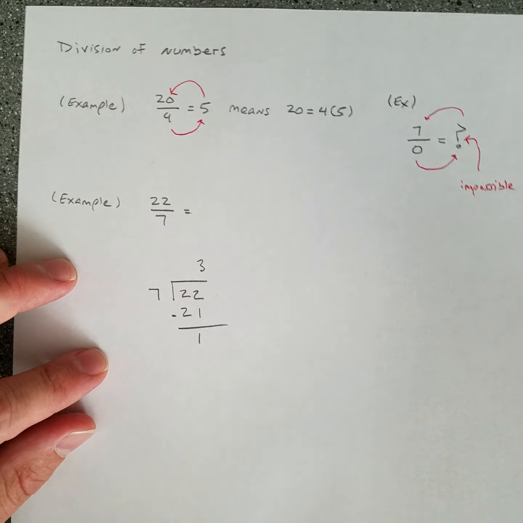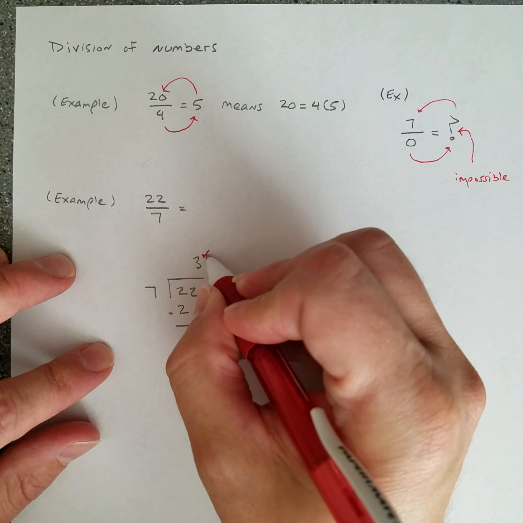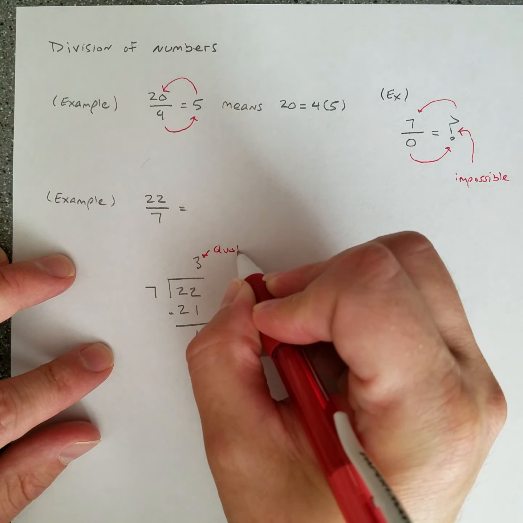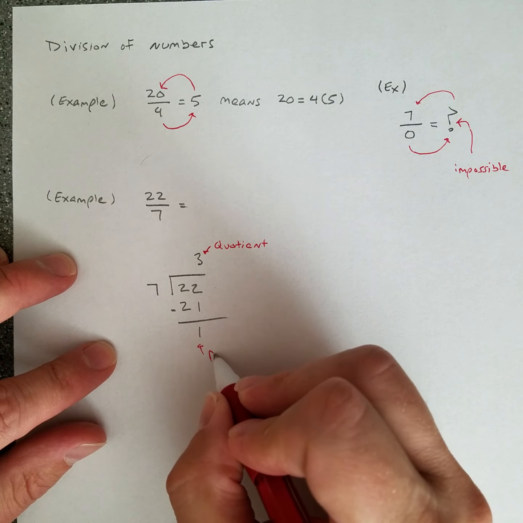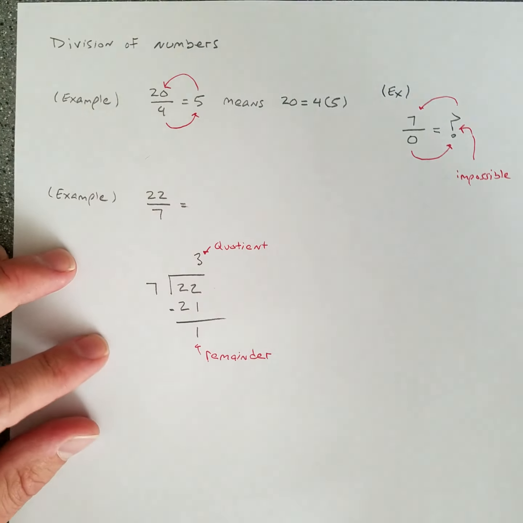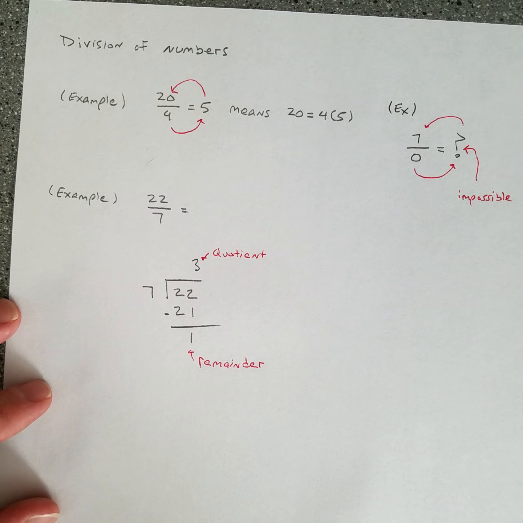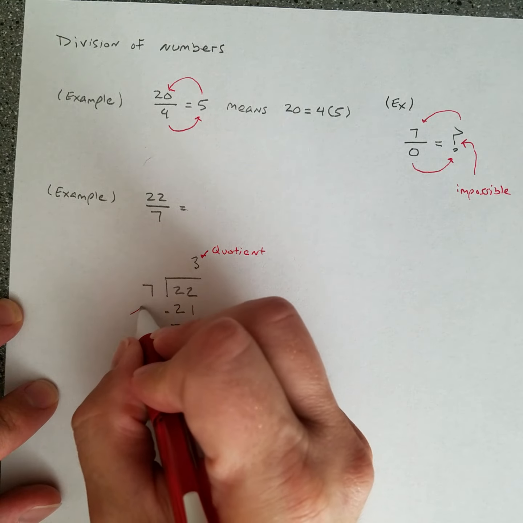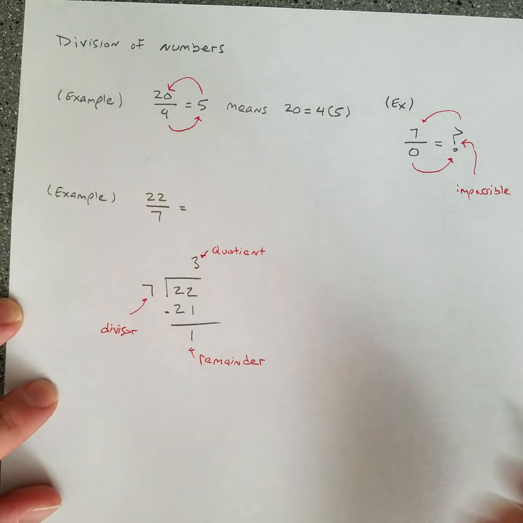Now when we do that, this part right here is called the quotient, and that is the remainder. I'm sure you've done this before and you've heard those terms, but maybe it's been a while. This here is the divisor. So those are all the parts.